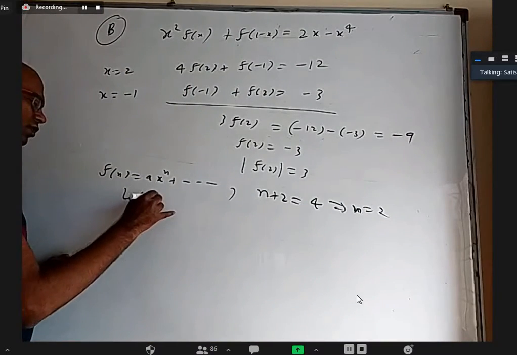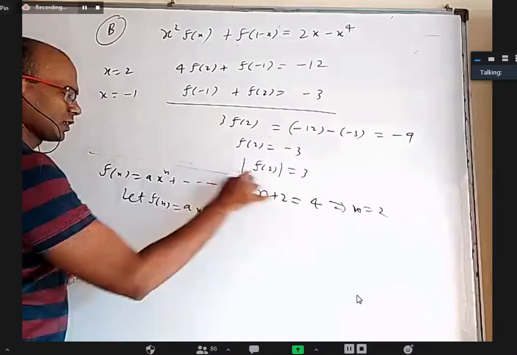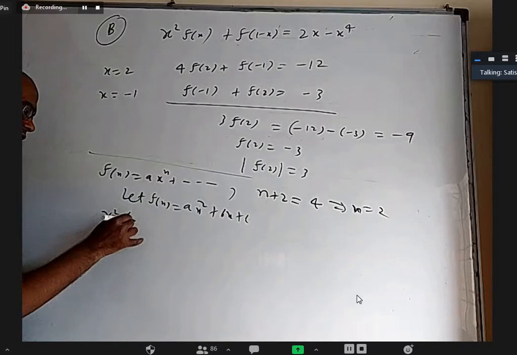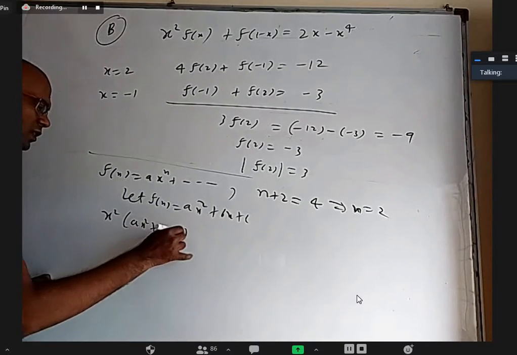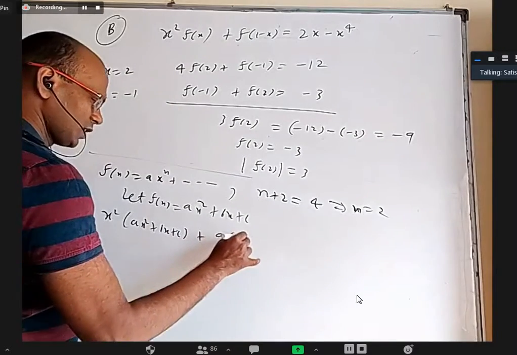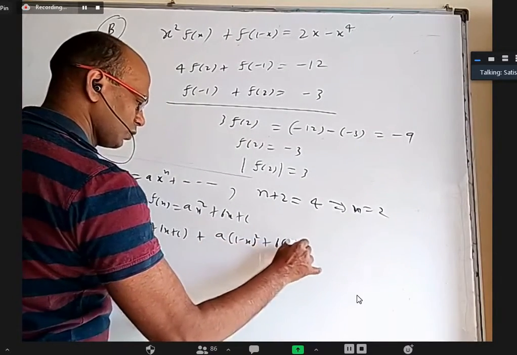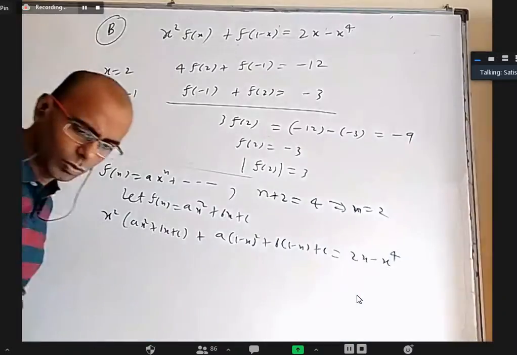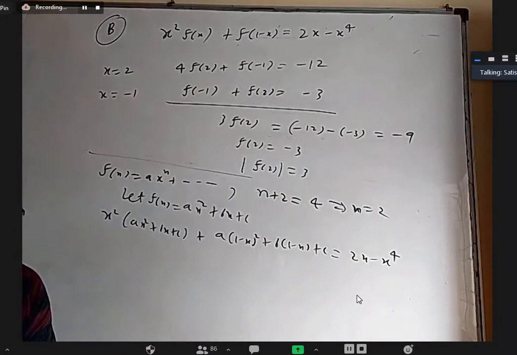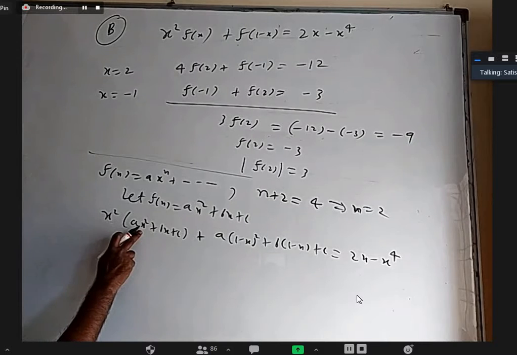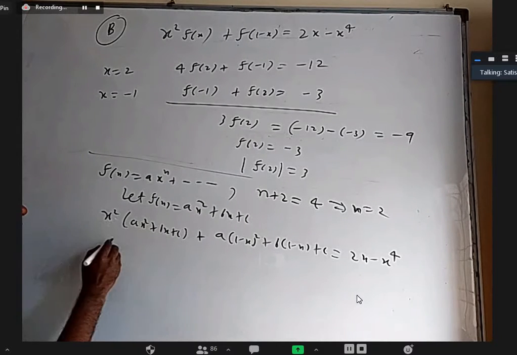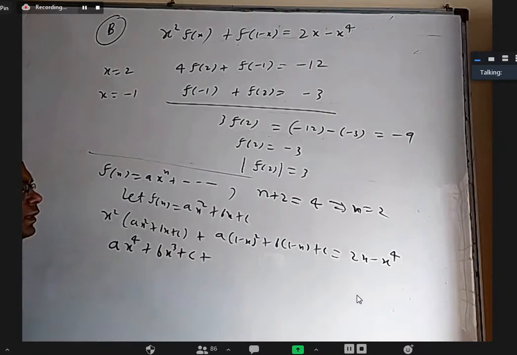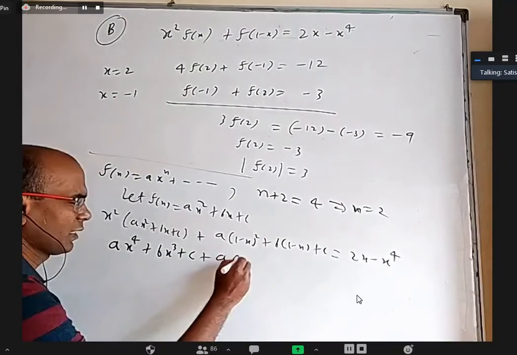So let f of x be equal to, I'm just trying, you don't have to write this, just thinking about it, ax square plus bx plus c. Substitute everywhere: x square into ax square plus bx plus c, plus f of 1 minus x, which means a into 1 minus x whole square plus b into 1 minus x plus c. Right side, 2x minus x power 4. I guess I can compare the coefficients. X power 4 is there only here. So when I split it, I'll get ax power 4 plus bx cubed plus cx square. I want to expand this, but a little later, not now.